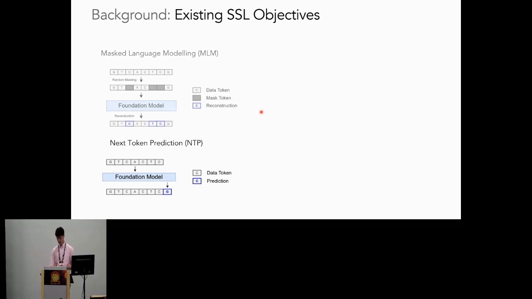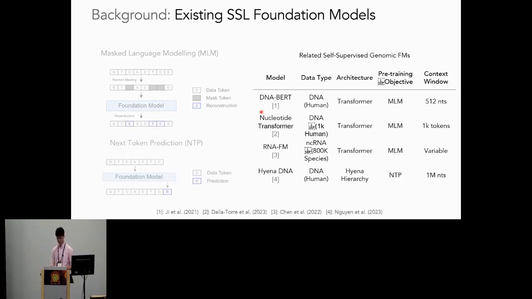So relatively simple. And because of that, there's actually been a lot of models out there that have been trained using these self-supervised methods that are genomic foundation models. This is a non-exhaustive list. It seems like there's a new one coming out every week. But these include DNA BERT, nucleotide transformer, RNA FM, and Hyena DNA. And I'm not including things like actual fully supervised genomic foundation models like Enformer here.